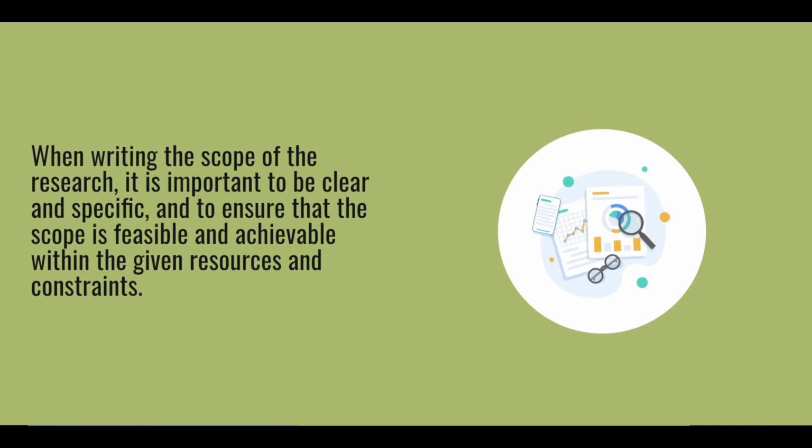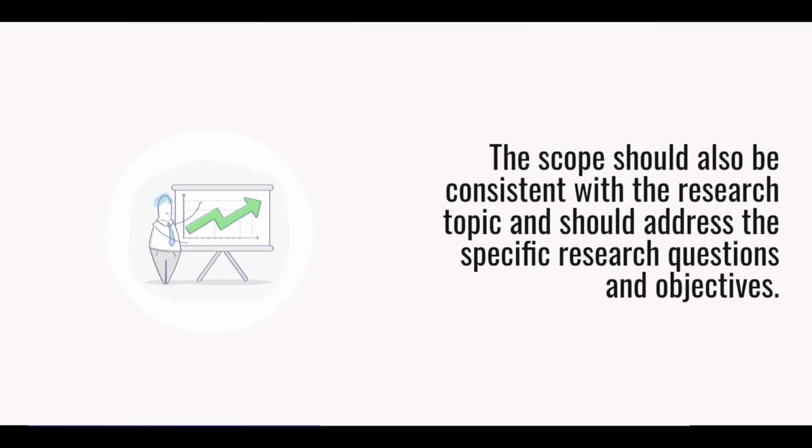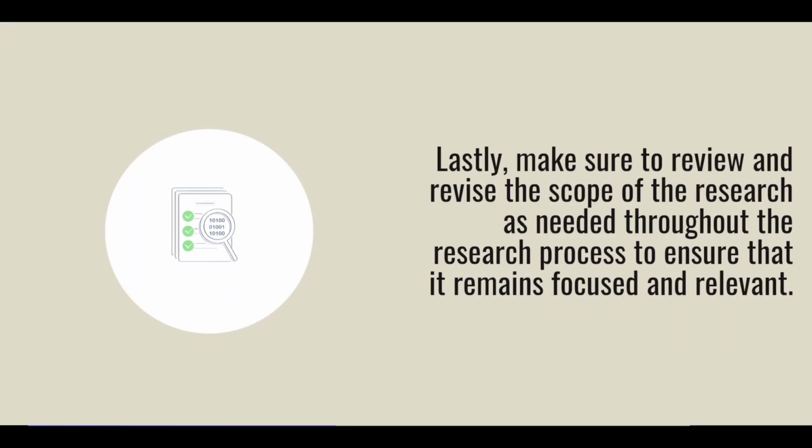When writing the scope of the research, it is important to be clear and specific, and to ensure that the scope is feasible and achievable within the given resources and constraints. The scope should also be consistent with the research topic and should address the specific research questions and objectives. Lastly, make sure to review and revise the scope of the research as needed throughout the research process to ensure that it remains focused and relevant.